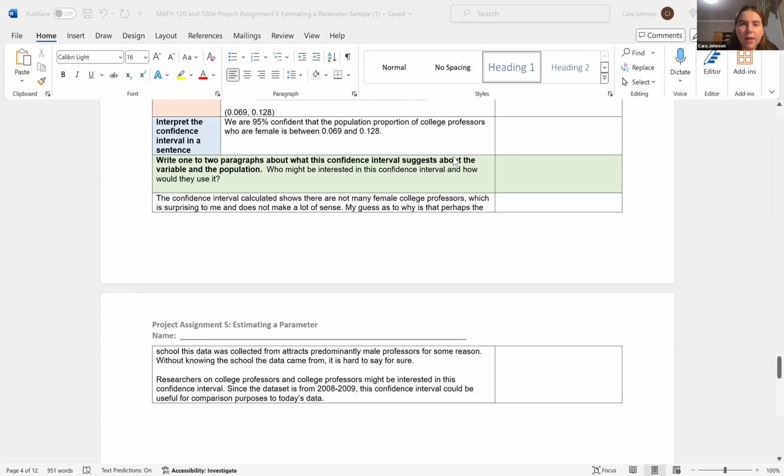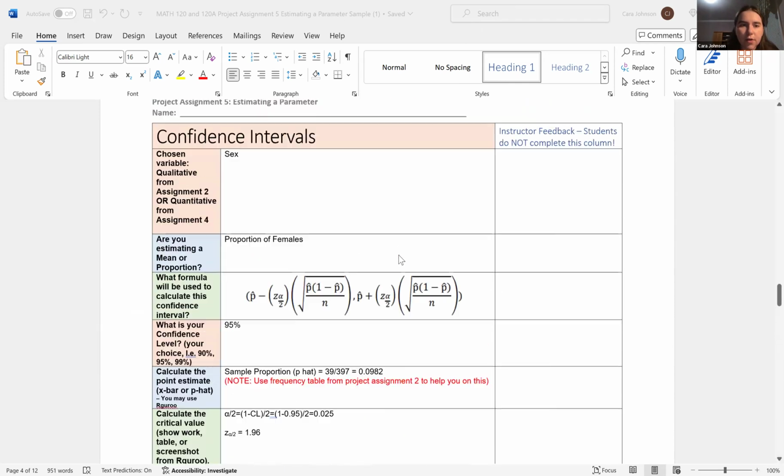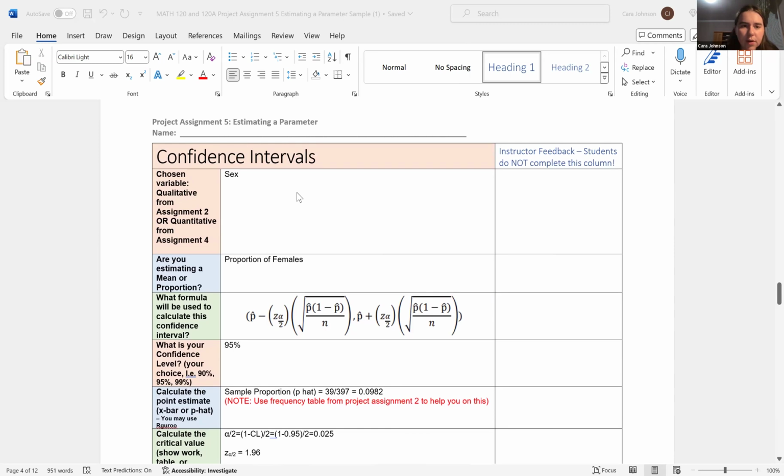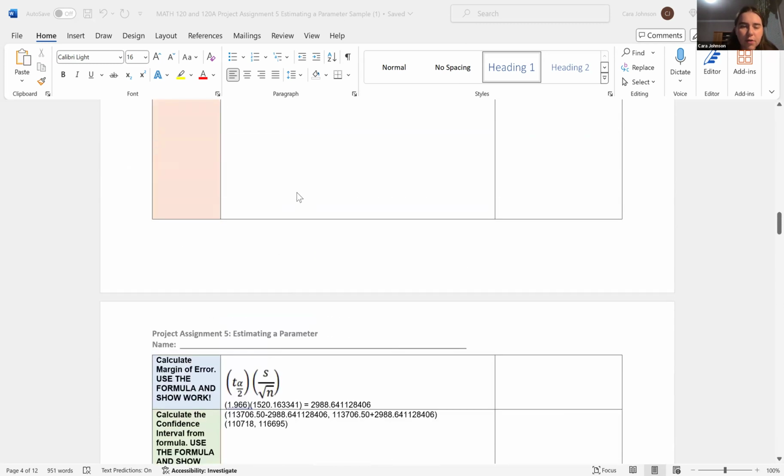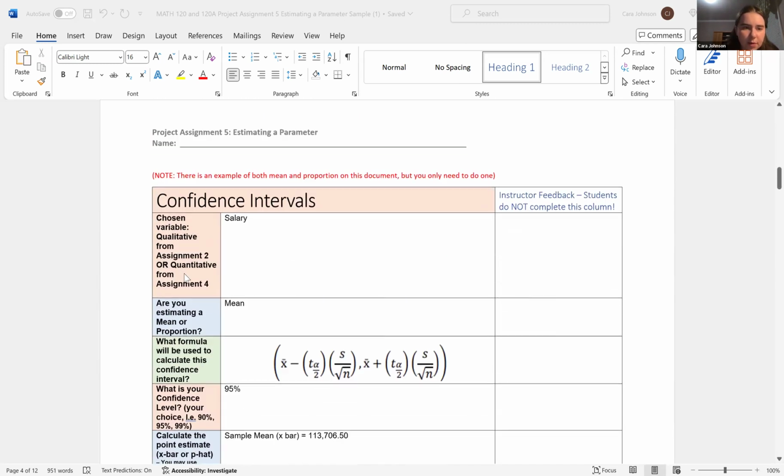All right, and that is it. So that is, remember, you only do one of the two. So you can either do your qualitative variable from assignment 2 and do a proportion, or your quantitative variable from assignment 4 and do a mean. We only do one of them, but I have both there for sample purposes.